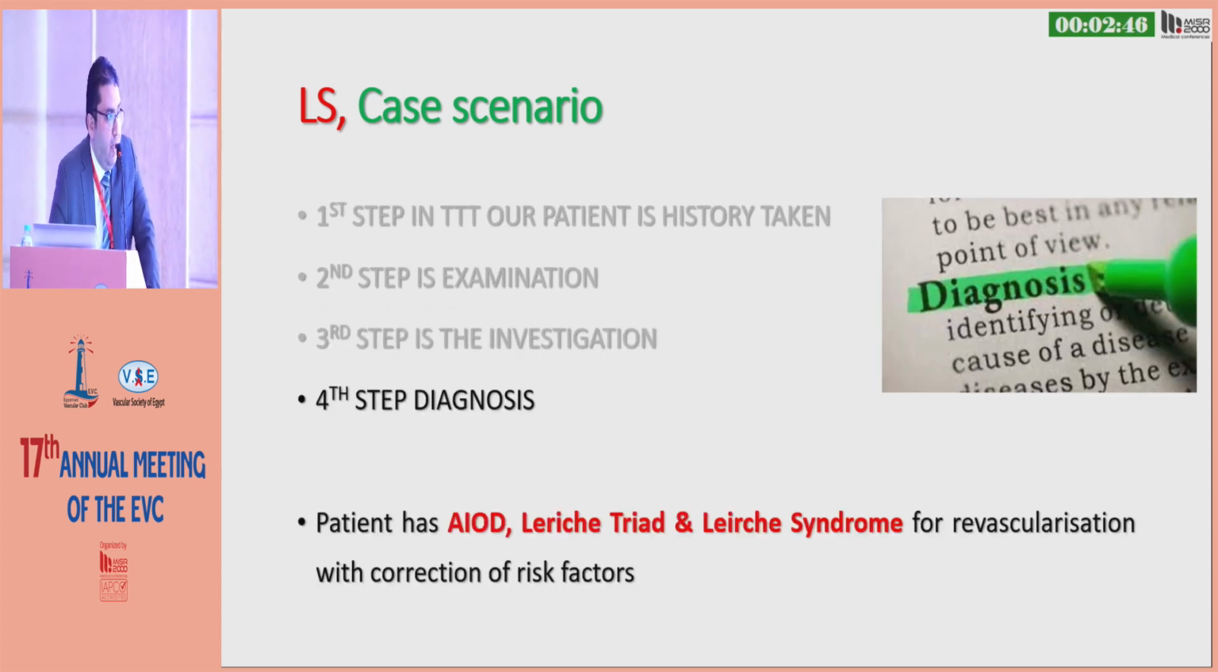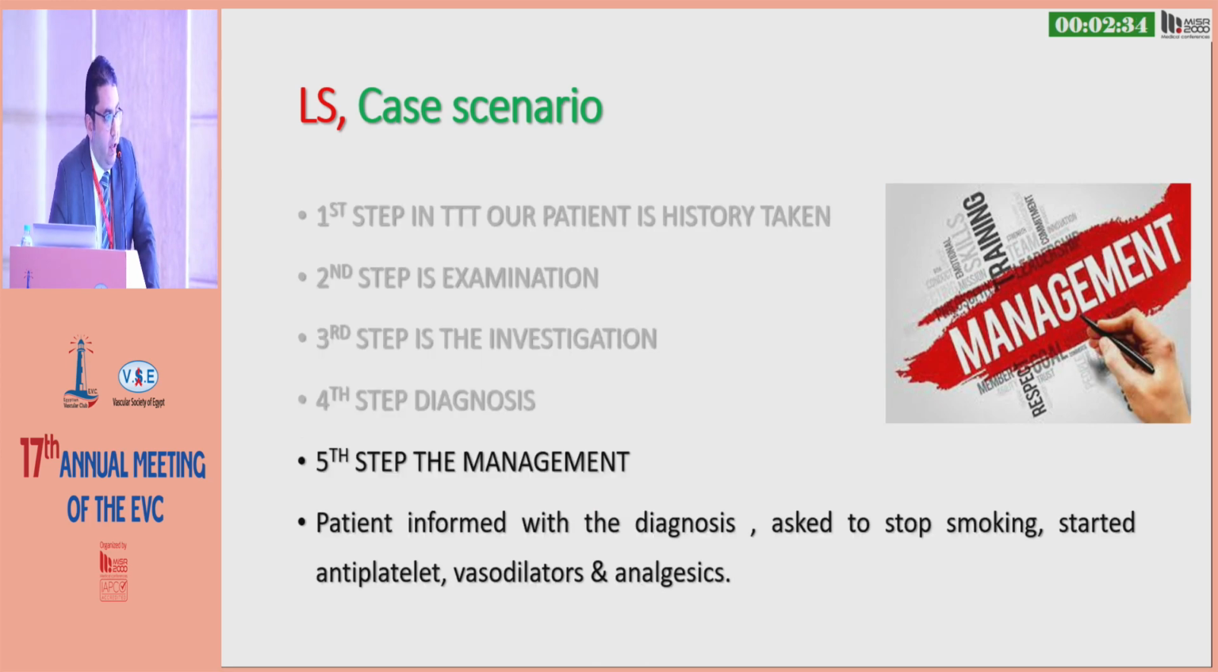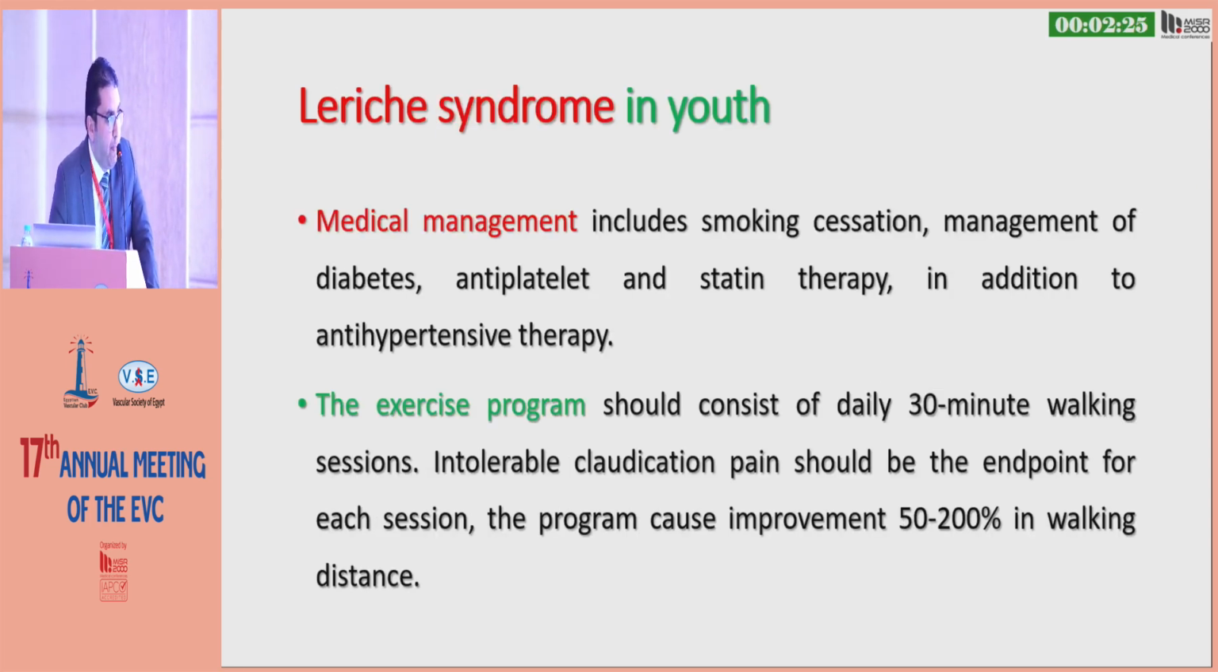After all these steps, the diagnosis was aortoiliac occlusive disease, Leriche triad, and Leriche syndrome, for revascularization with correction of risk factors. In the last step, the management, the patient was informed of the diagnosis, asked to stop smoking, and started on antiplatelet, vasodilator, and analgesic.